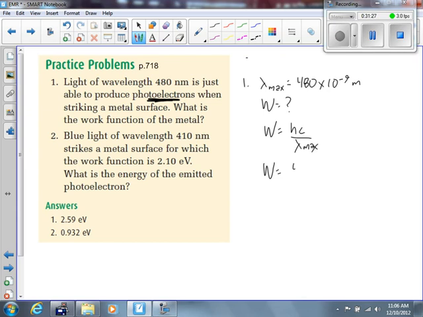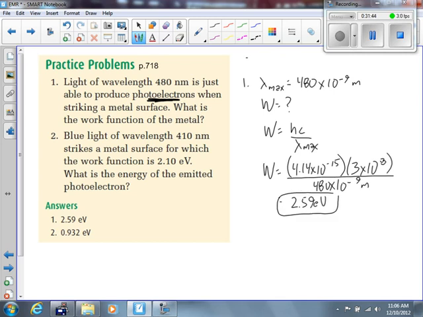It's 4.14 times 10 to the negative 15 times 3 times 10 to the 8, divided by lambda max, which is 480 times 10 to the minus 9. And I assume when we do the math on that, it works out to be 2.59 electron volts. Is that right? Daxon, what was the problem with that one? Oh, instead of 4.14. Okay.